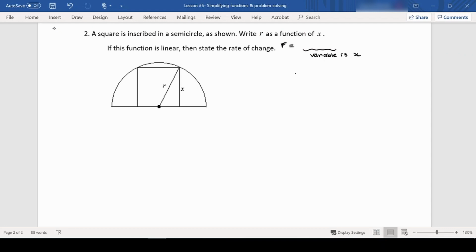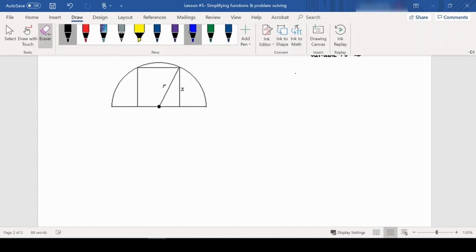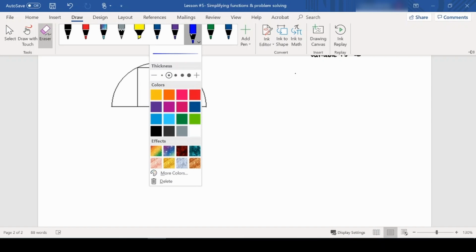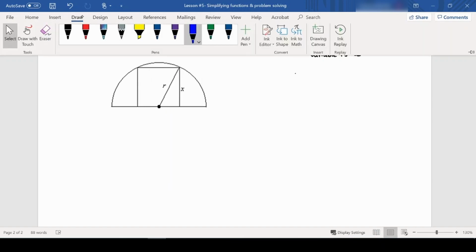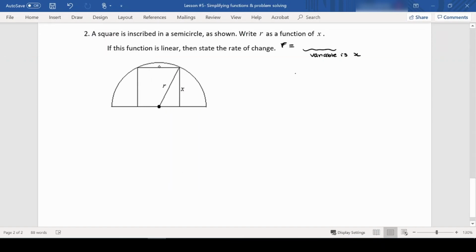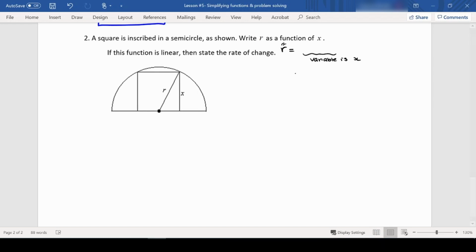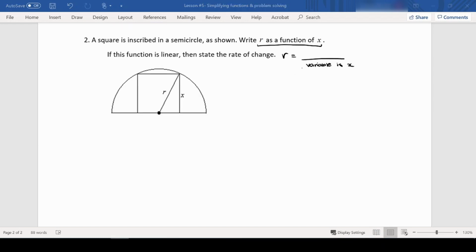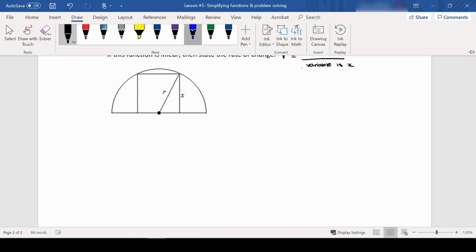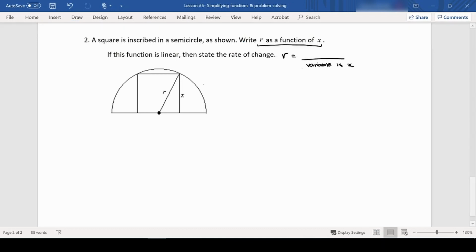So this means that we want to figure out what r is, okay? So I know that if this is a square, I know that these sides... okay, let's try this again. I had to restart my Word program here, so it might look a little bit different than yours.